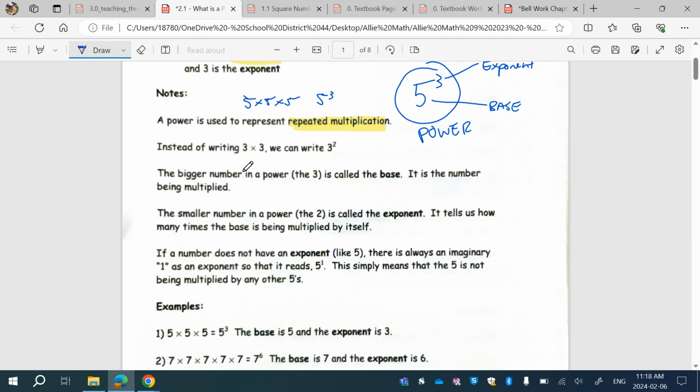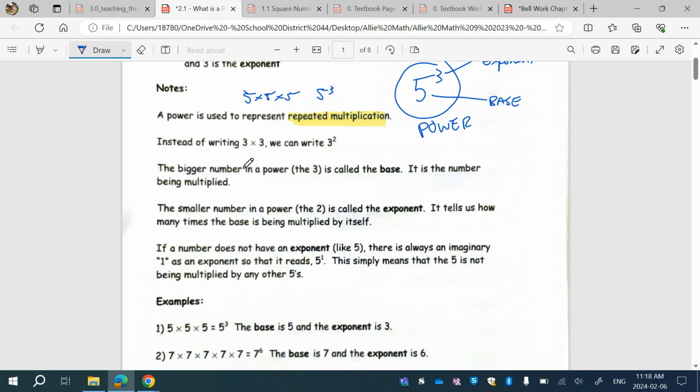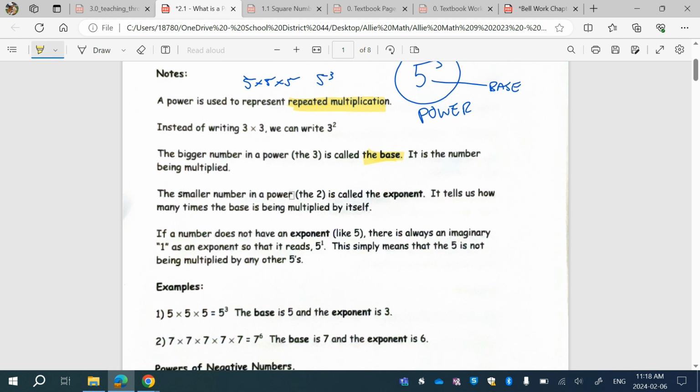So the bigger number in a power, the 3, is called the base, and it is the number being multiplied by itself. The smaller number in the power, the 2, is called the exponent, and it tells us how many times the base is being multiplied by itself. Okay, so in the case of 3 to the power of 2, this is what's being multiplied, and this is how many times. So 3 times 3. 3 is being multiplied by itself 2 times.